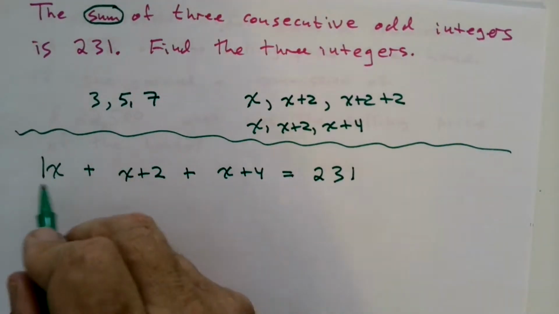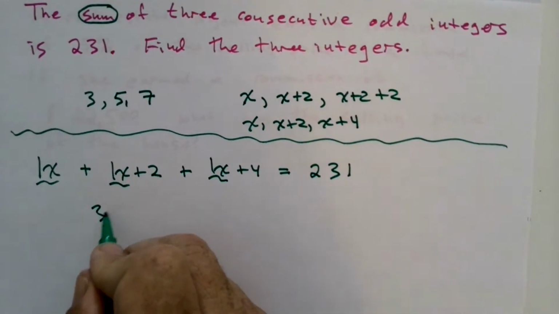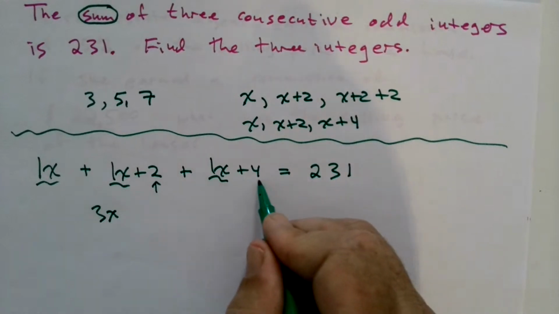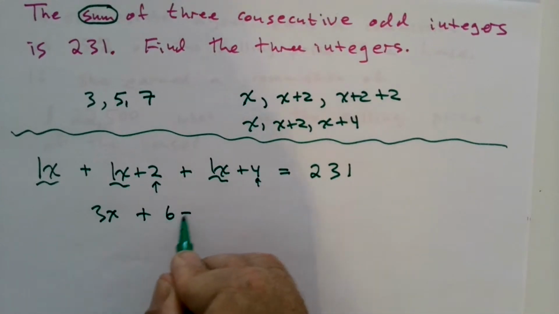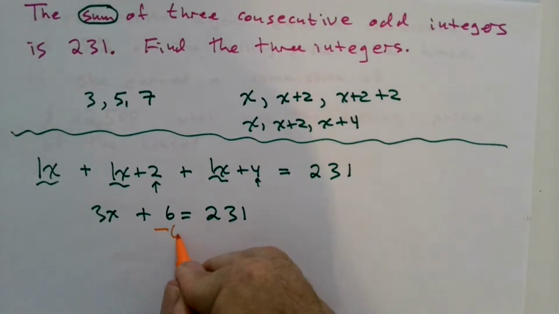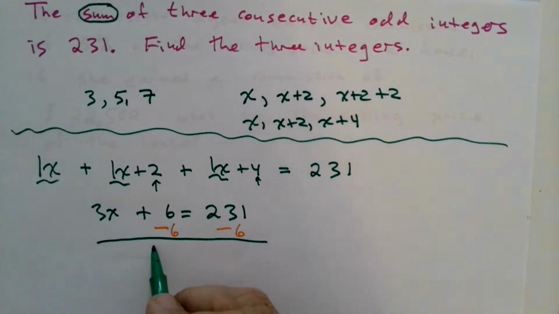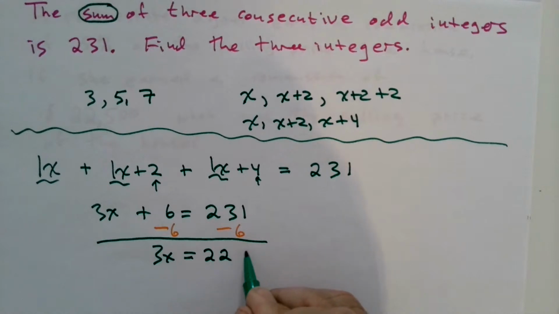So we need to add all these together. That's 1x plus 1x plus 1x, so I have 3x. Then we have 2 and 4. 3x plus 6 equals 231. Let's subtract 6 from both sides. 3x plus 6 minus 6 is 3x. 231 minus 6 is 225.